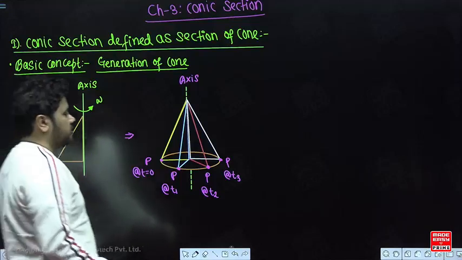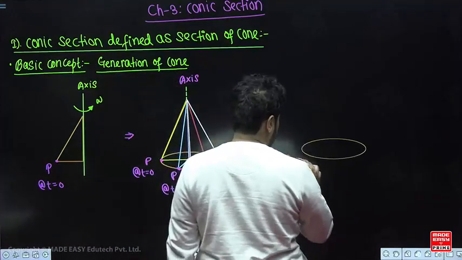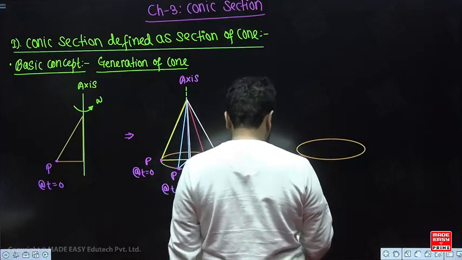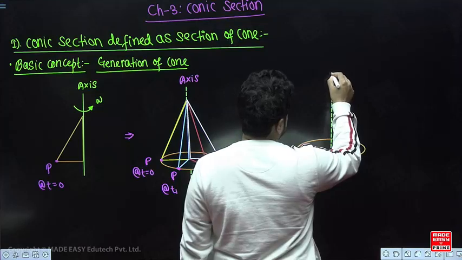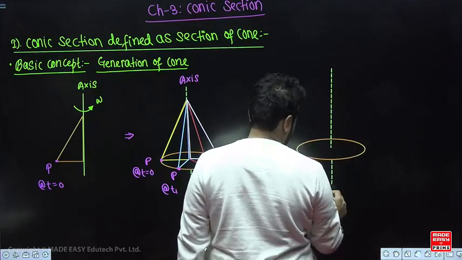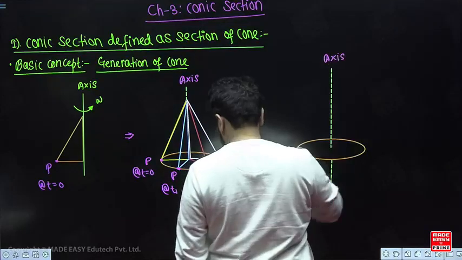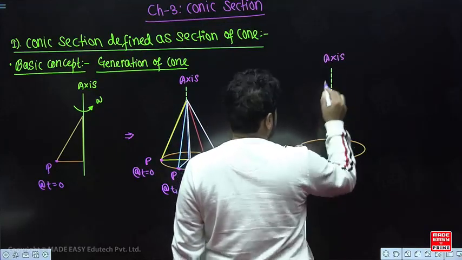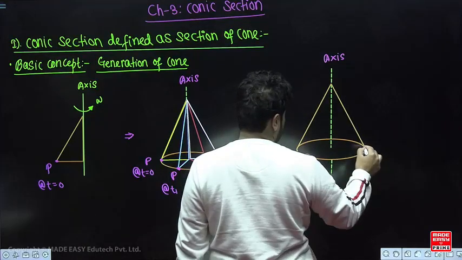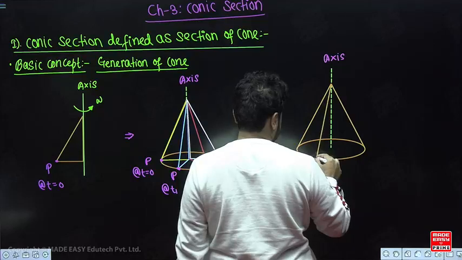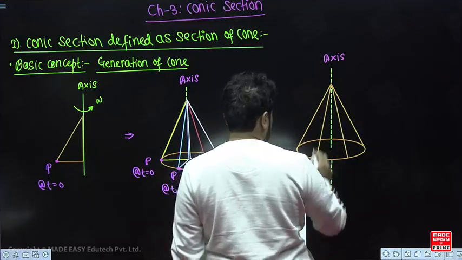Similarly inside, so therefore what I can say is, I am going to get a cone, right? Which type of cone you are going to get? So this will be your axis, right? So I am going to get a cone like this. This cone is called as right circular cone, right? So these are the hypotenuse that you will see.